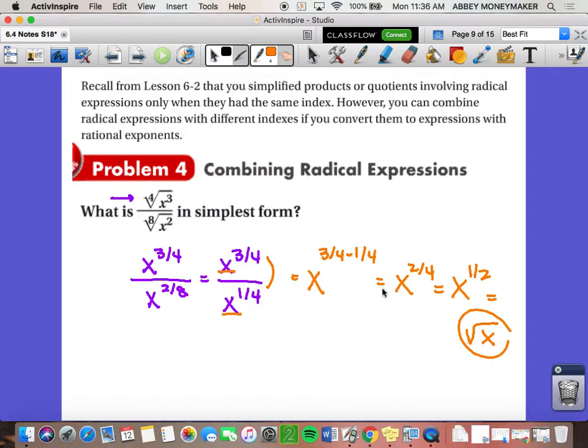You always want to write your final answer back in radical form. That is really, really important here too. Okay, always write your answer back in radical form.